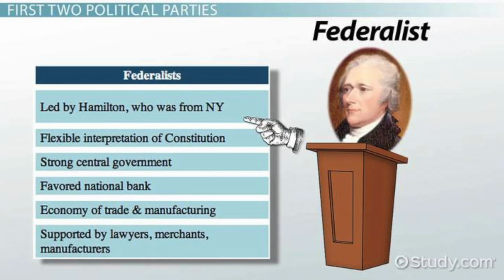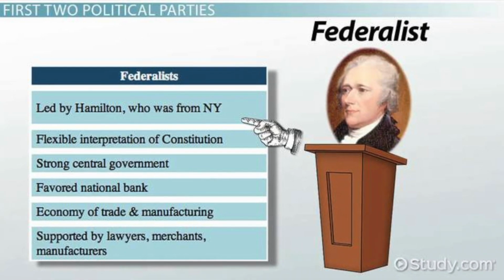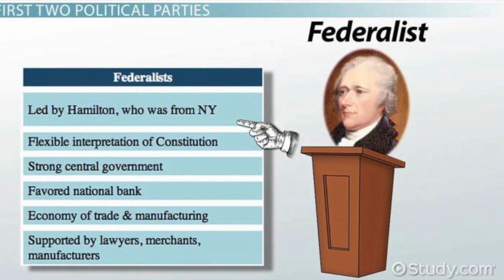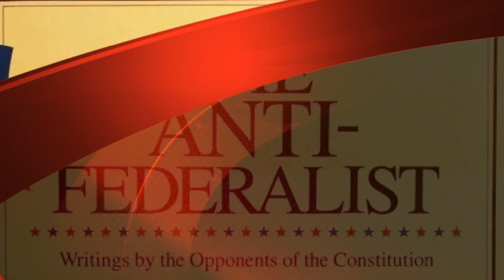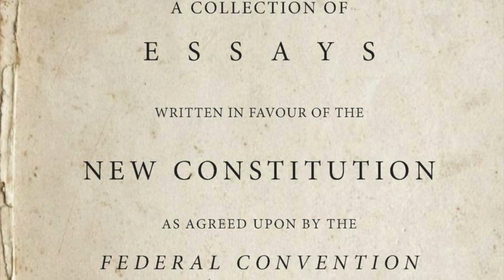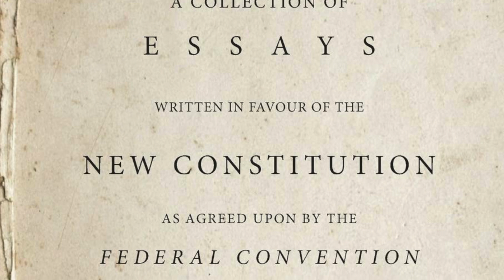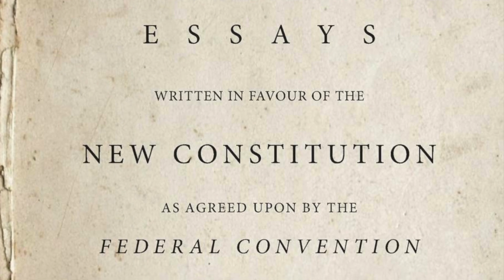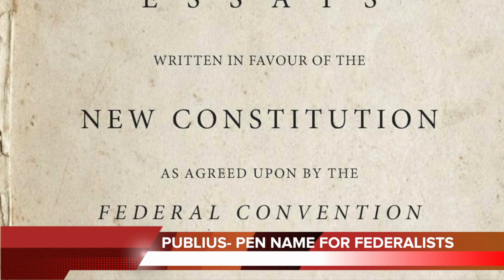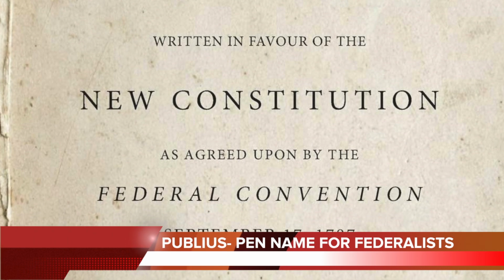So let's talk about a few of them. The supporters of the Constitution call themselves Federalists and label their opponents anti-Federalists. Authors like James Madison and Alexander Hamilton chose pseudonyms of Roman statesmen, in this case Publius, who was actually under the pen name Publius.